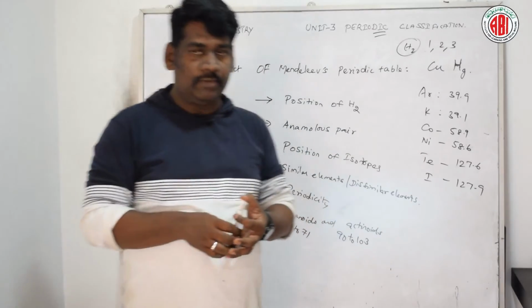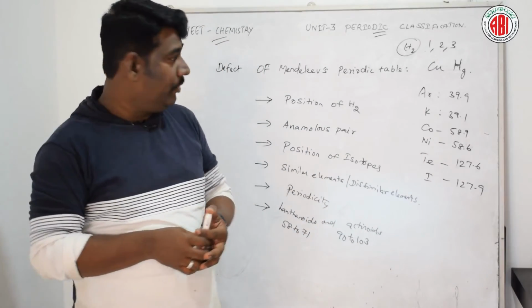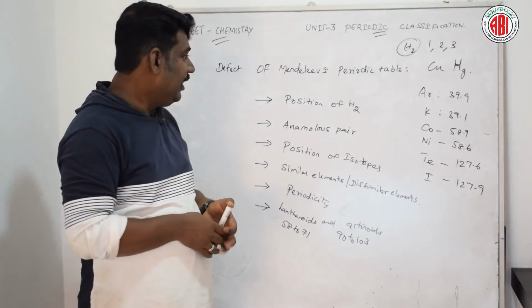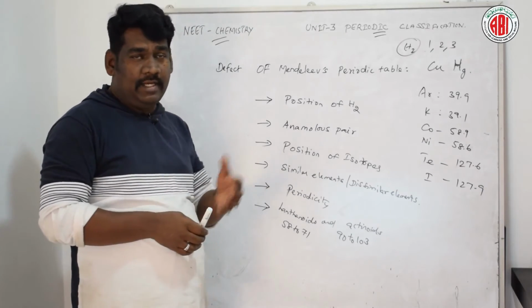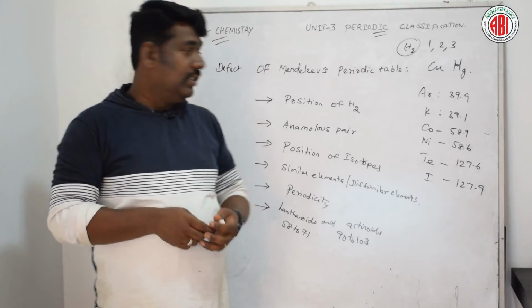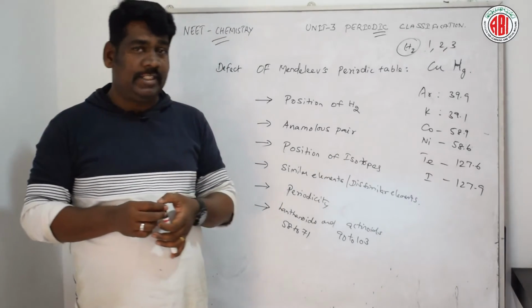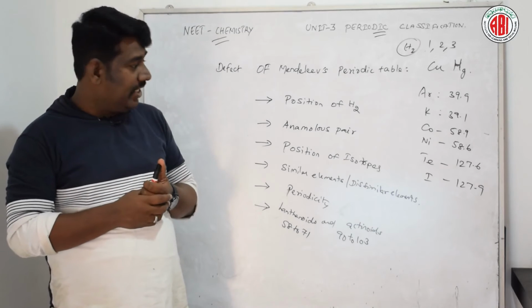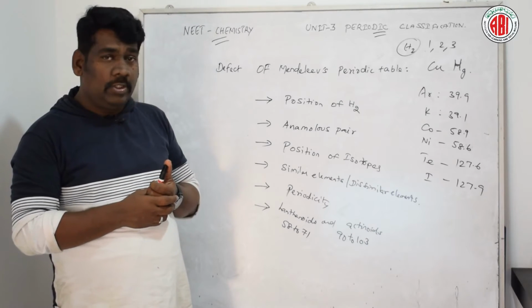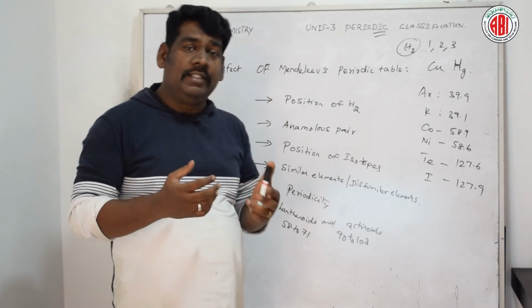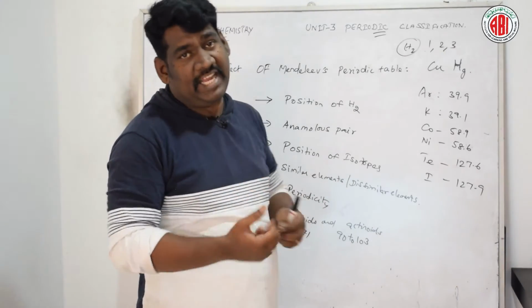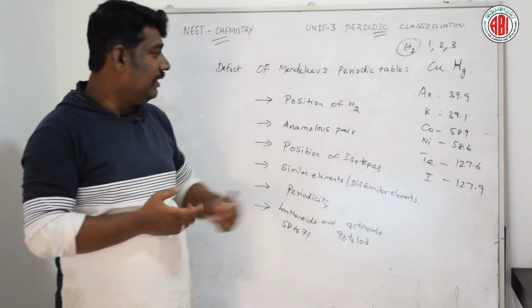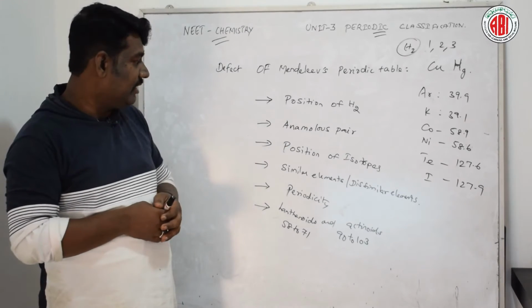Okay, so now let us have a quick review of the defects of the Mendeleev periodic table. First, the position of hydrogen. Though hydrogen is placed as the number one element in the periodic table, it possesses characteristic features of two different groups of elements. So its place is still in controversy.